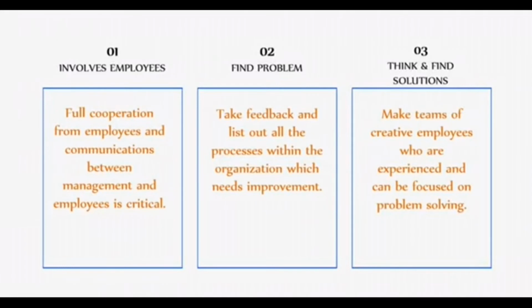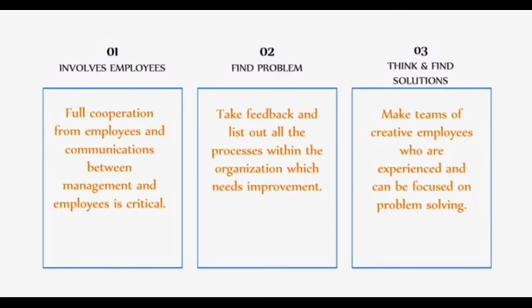There are 7 steps. The first one is involve employees. To implement Kaizen, you need your employees motivated and involved. You want to create a workplace which does not resist change and in fact which is responsible for the change. To do this, you need the full cooperation of your employees and communication between management and employees is critical.